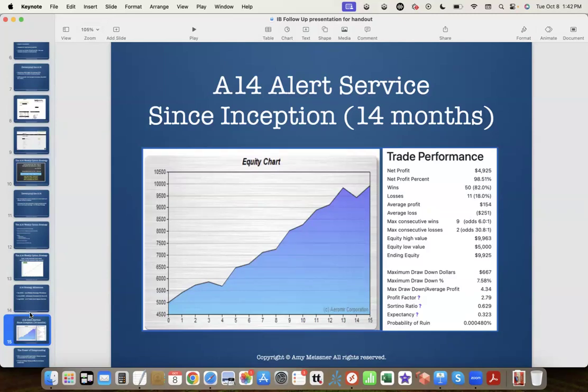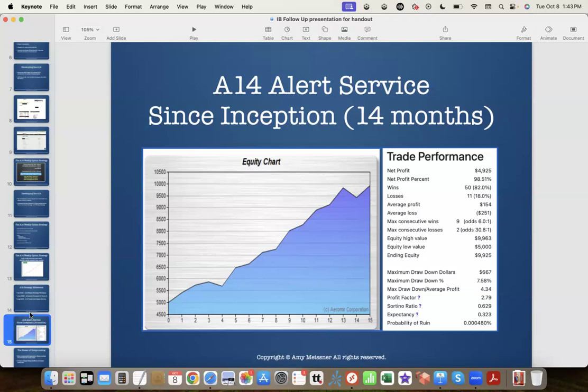So as you can see here, since the inception of that service, I just do a two lot as a minimum size trade every week to keep things simple. And then, of course, people can do whatever they want with their own accounts. But that's up almost double. So we almost doubled that account with 50 wins, 11 losses. I'm pretty conservative in this account, but a net profit after commissions and fees, which I do include, of 98.51% in that amount of time. So not too bad, right?